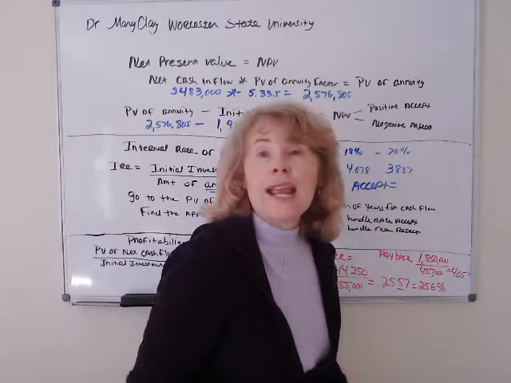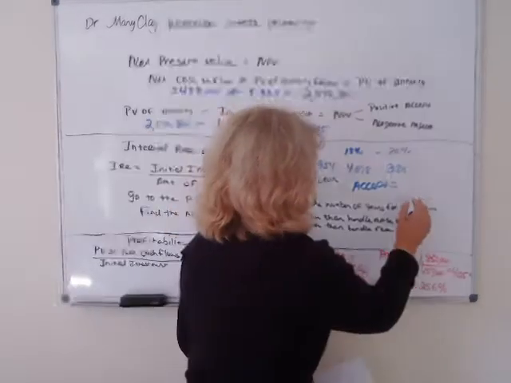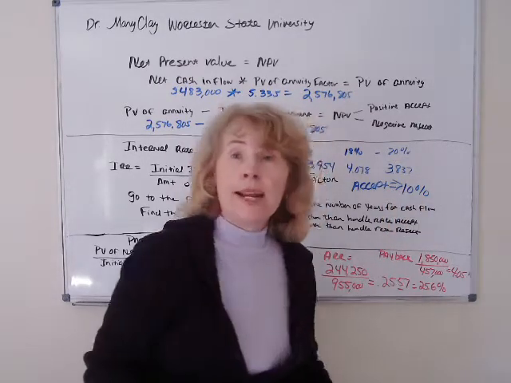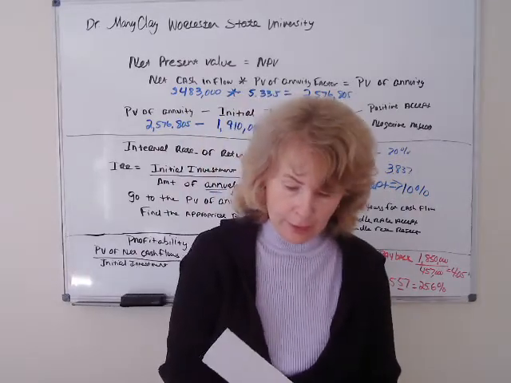All right, but the bottom line is, this is good, we will accept. Why? It's greater than the hurdle rate. The hurdle rate is 10%, so it's greater than that rate. So yes, we're gonna accept that for the IRR.